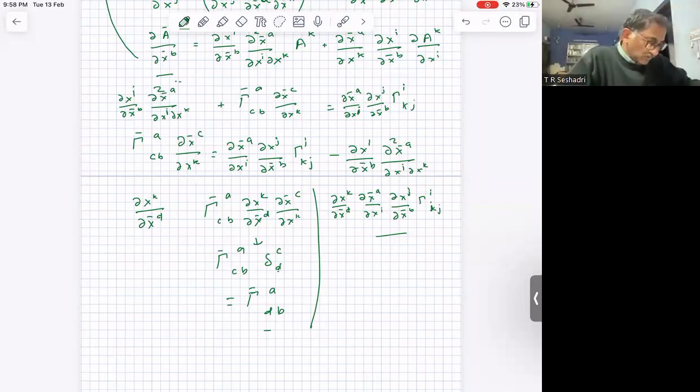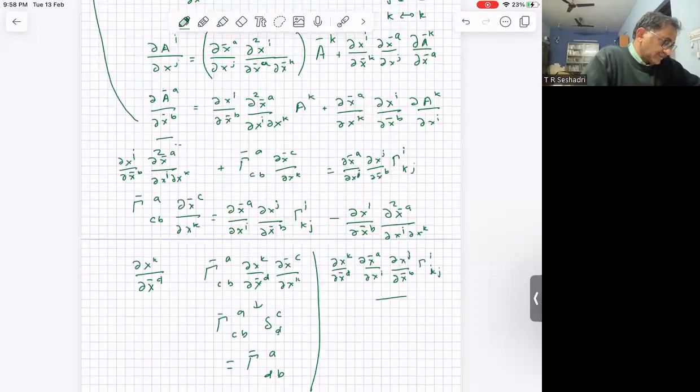Okay. So this transforms like a tensor, but that is not the whole story. There is an extra bit. And what is that extra bit? That extra bit comes from here. It is minus del xk by del x bar d, which we multiplied here, times del xi by del x bar b, del 2 x bar a by del xi del xk times gamma ikj.